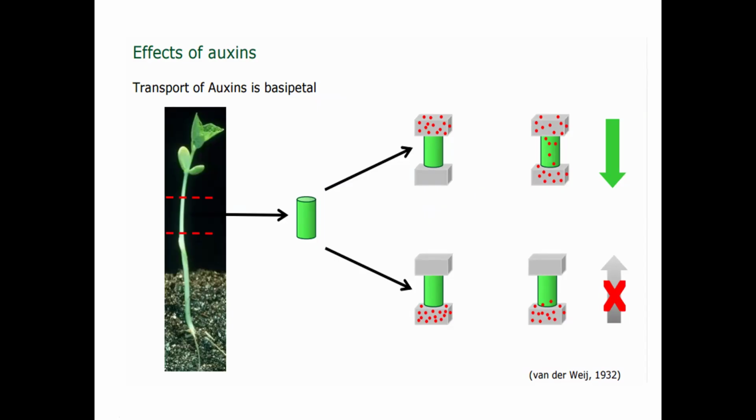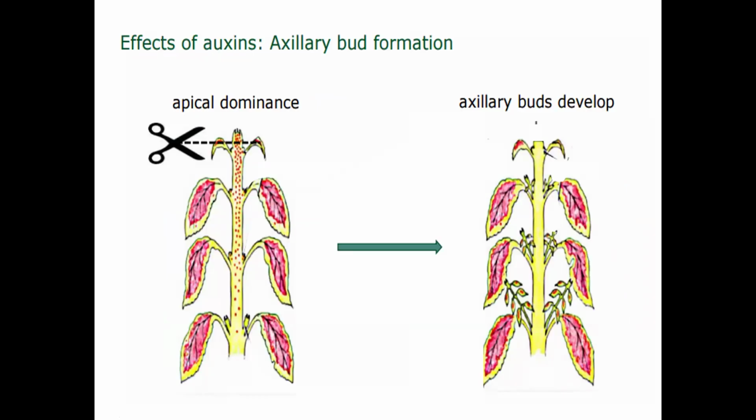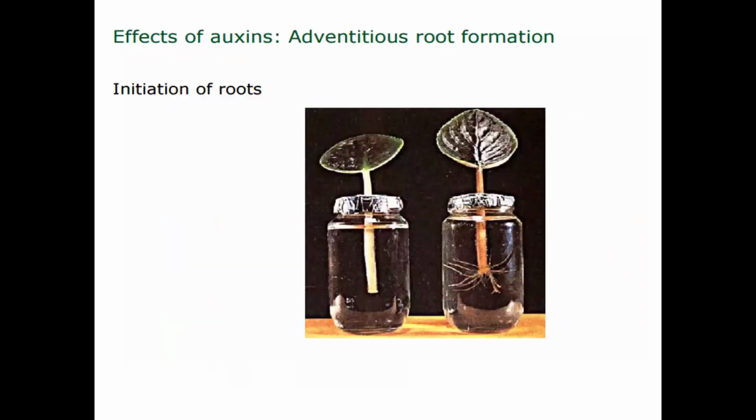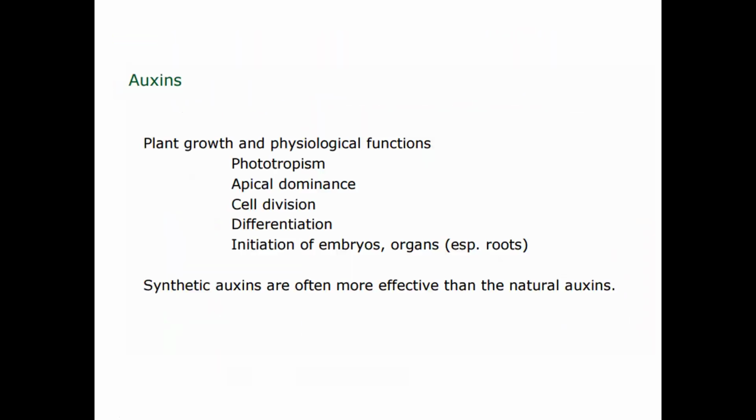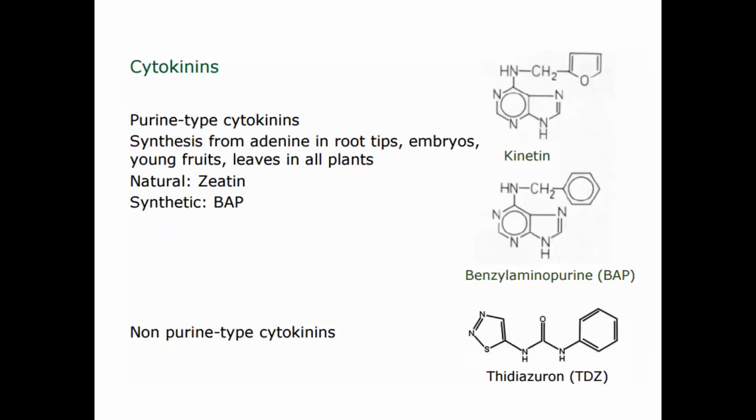Lots of experiments are being done. Apical dominance, axillary bud dominance, this is due to the auxin formation. So auxins are very, very sensitive to photoperiodism, phototropism, apical dominance, cell division, differentiation, initiation of embryos. So another group I told you, growth regulators, cytokinins. In the market, you can find kinetin or BAP, benzyl amino purine, or non-purine cytokinins also available.